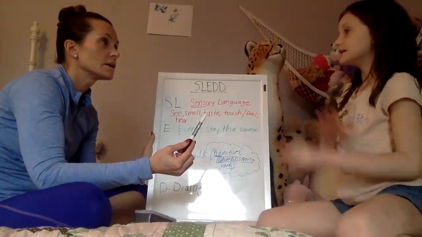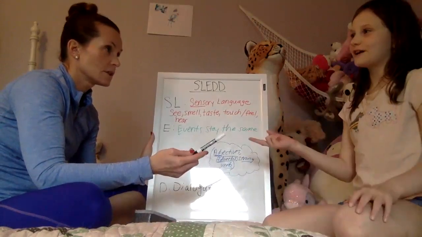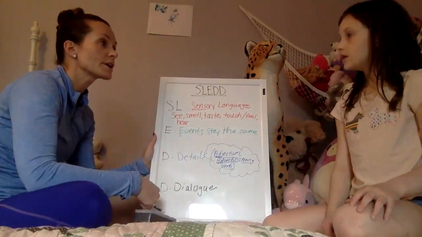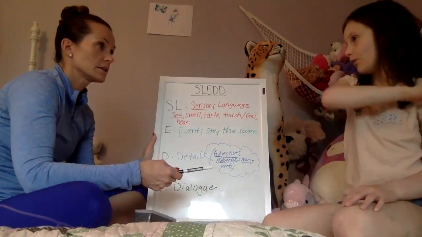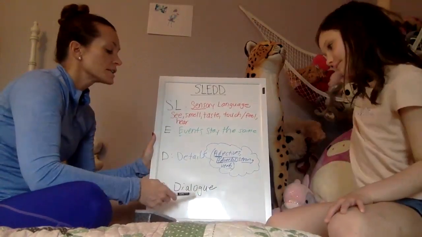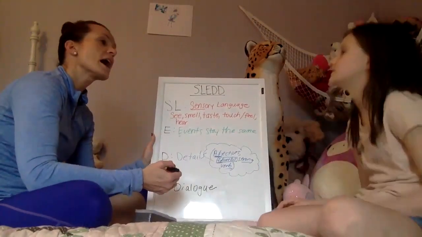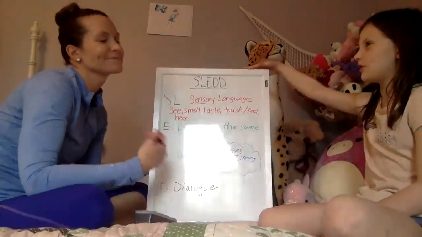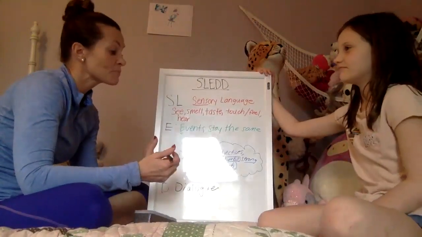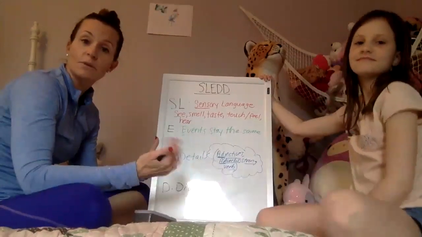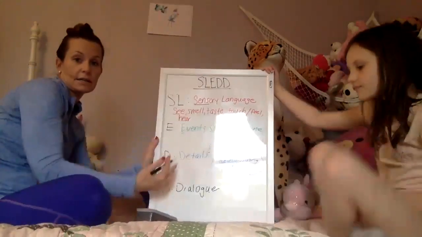Yes, it's just two people talking. Dialogue is just two people talking, in one place at one time. Good. So if I say, Madison, what do you want to have for lunch today? And you say, I want to have Brussels sprouts, please. See, I bet she wouldn't like that. I would say I want a quesadilla. Okay, so that's dialogue. We just had dialogue. So this is SLEDD, okay?